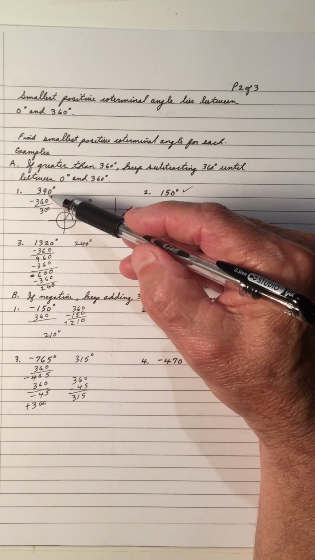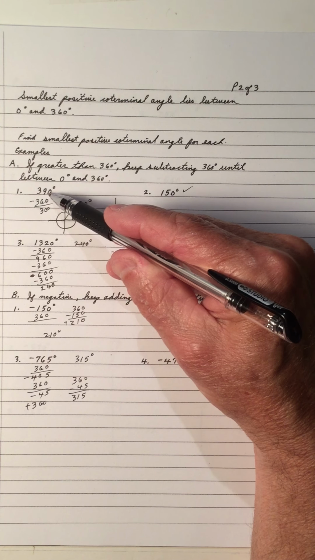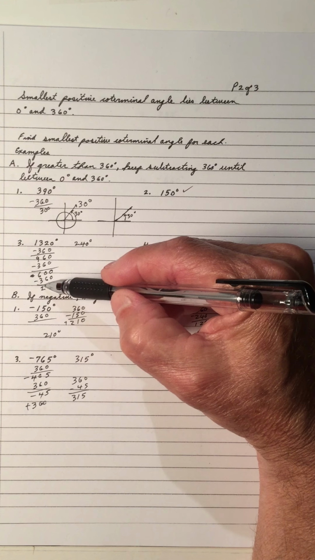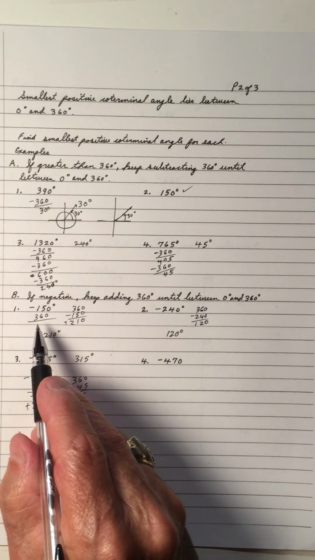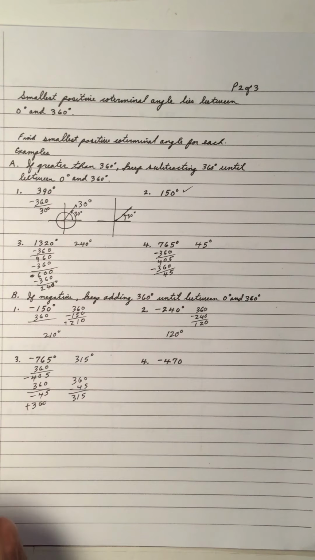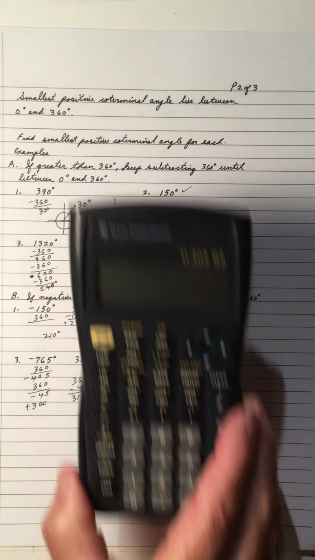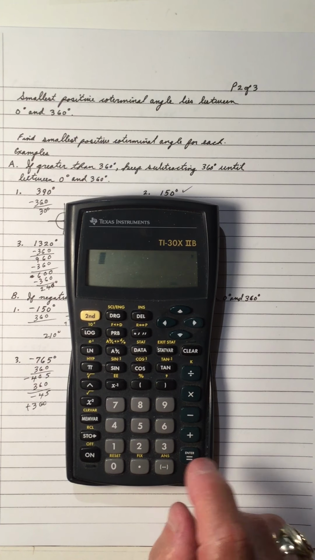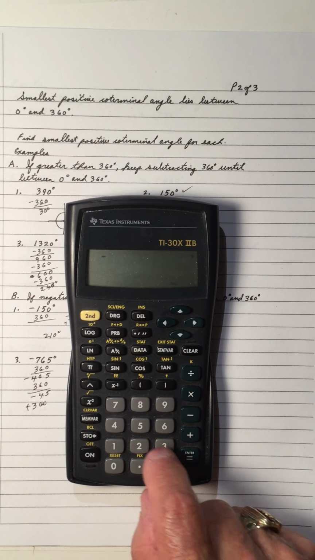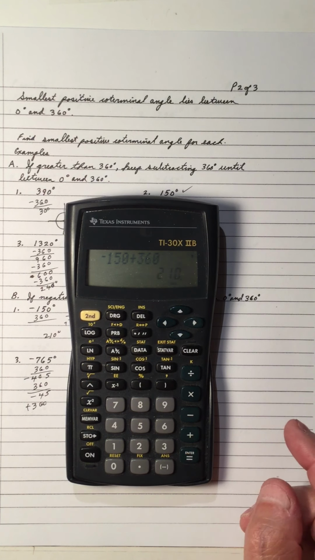Now another way is just take your calculator and go 390, subtract 360. If you take your calculator and subtract 360, you keep subtracting with a calculator until you get down to the positive rotation. Or if you take a calculator, I'll do one for you. Let's take this one, just to show you. Make it negative 150, and we're going to add on 360. And you get the 210.